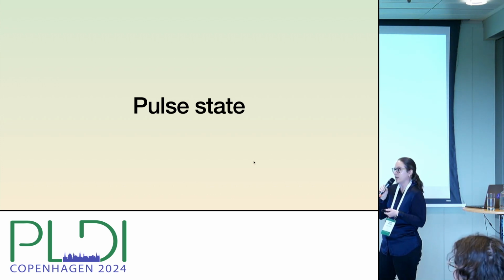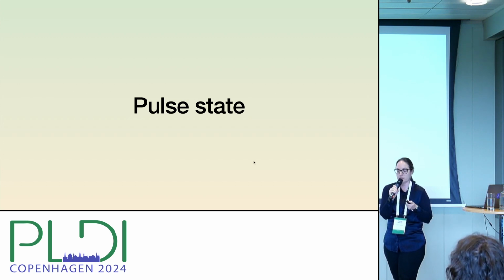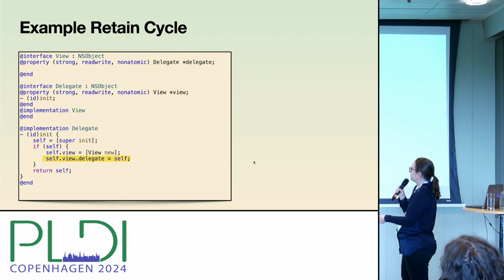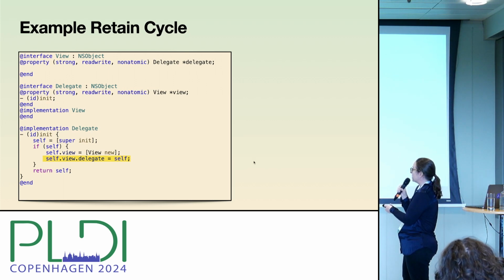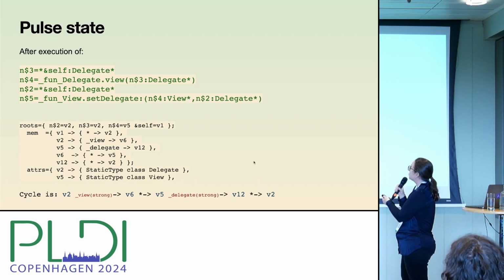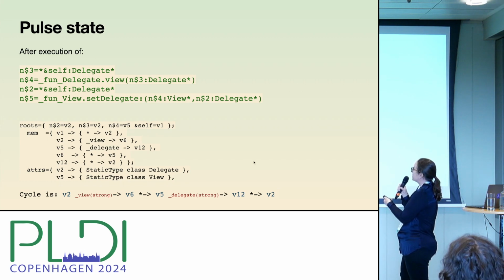So let's look at how this looks inside Pulse. Again, let's look at this example, and we'll look at the implementation of this bit, the execution of that bit, where we want to assign self to the delegate. So first we get the view. So this is SIL code. First we get the view, then we assign the delegate to that view. And so at the end of this execution, a simplified heap of Pulse looks like this.